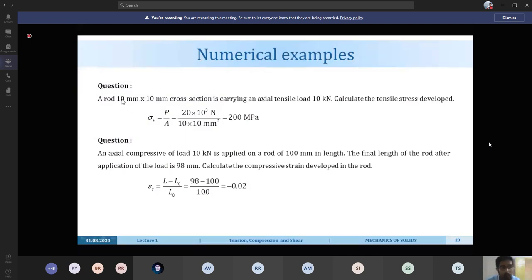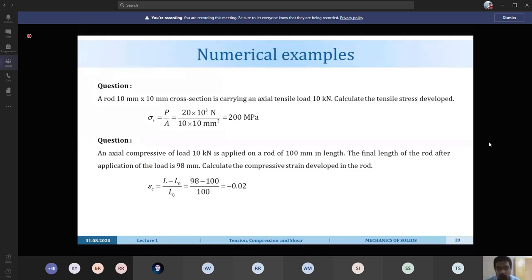A rod of 10 mm by 10 mm cross section is subjected to a load in kilonewtons. Calculate the tensile stress developed. This one you might have already done in your school time, like finding the pressure. As you noted, pressure and stress have similar units. So sigma T will be P by A, and calculating, it will come as 200 MPa. Another one: an axial compressive load of 10 kilonewton is applied on a rod of 100 millimeter in length. The final length of the rod after application of the load is 98 mm. Calculate the compressive strain developed in the rod.